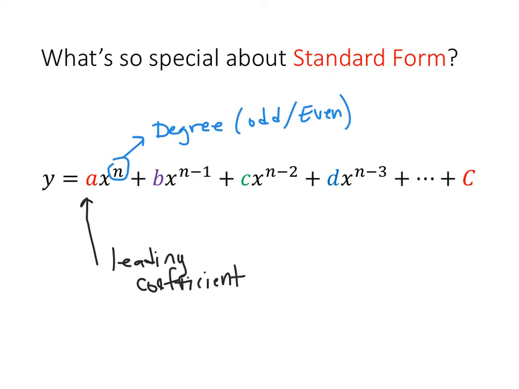Now, leading coefficients are actually important. These will help us with our end behaviors. And so we're going to bring up those end behaviors again, but the idea is the leading coefficient will tell us that information.